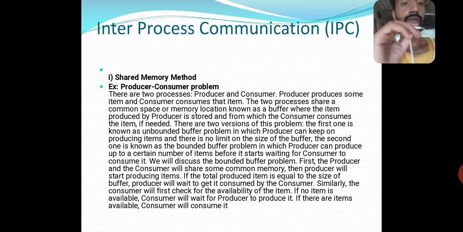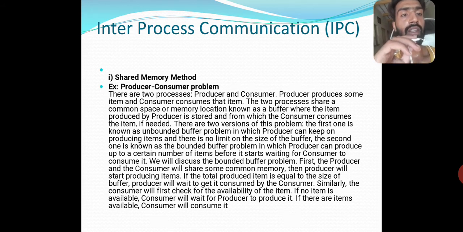First, the producer and the consumer will share some common memory. Then the producer will start producing items. If the total produced items equal the size of the buffer, the producer will wait for the consumer to consume them. Similarly, the consumer will first check for availability of an item. If no item is available, the consumer will wait for the producer to produce it. If there are items available, the consumer will consume them.